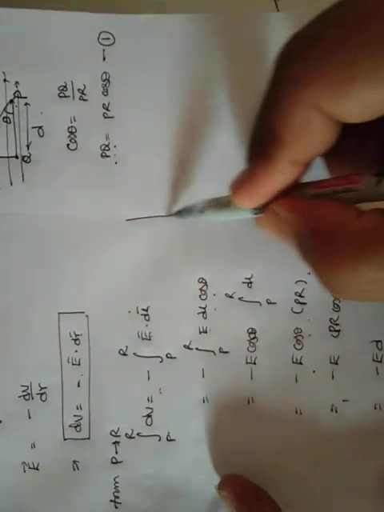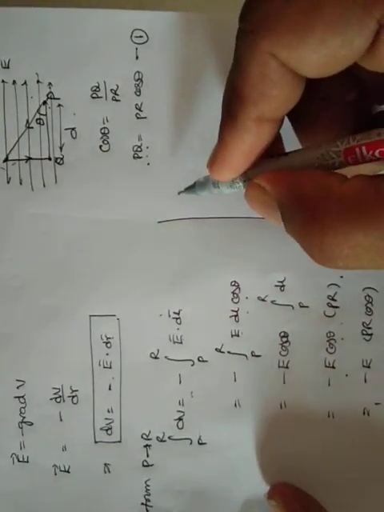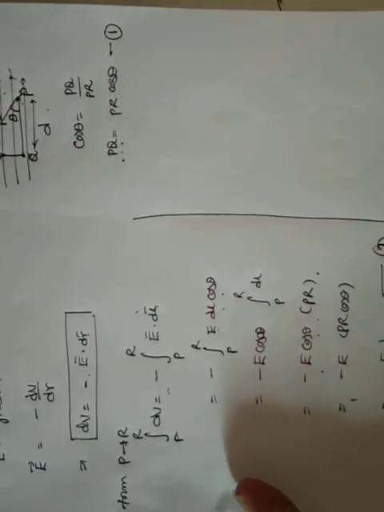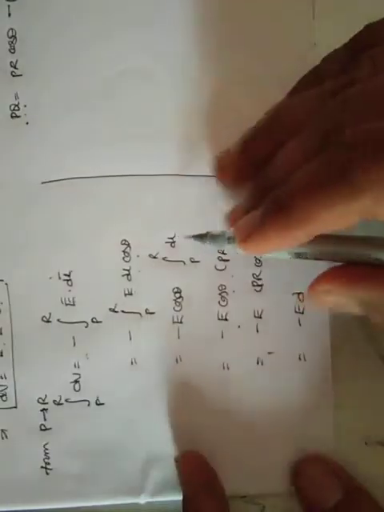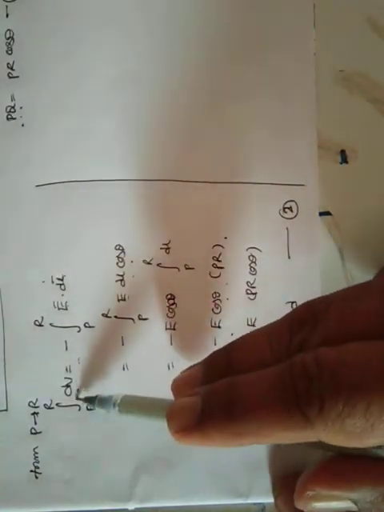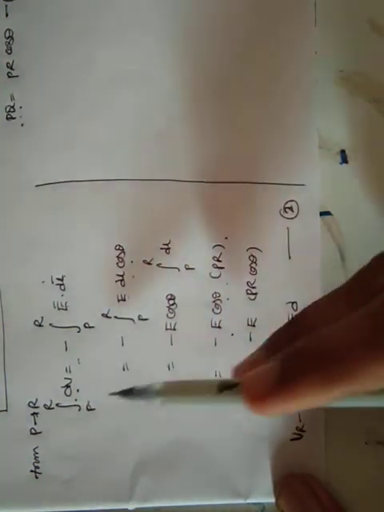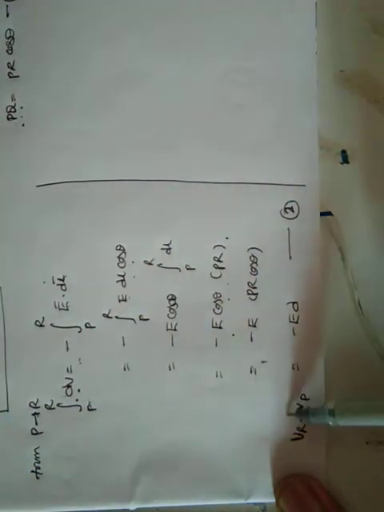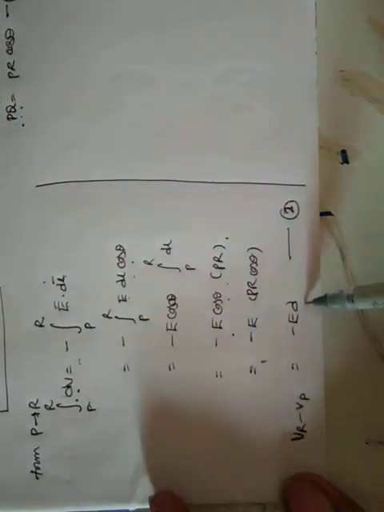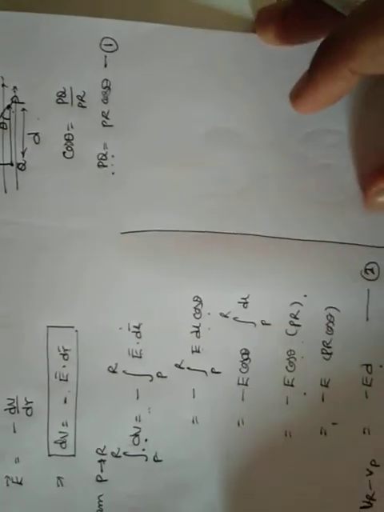Similarly, I would like to calculate the potential difference. On the left hand side I can say VR minus VP. So from P to R, VR minus VP is equal to minus ED, or VP minus VR is equal to ED. There is nothing wrong with that.